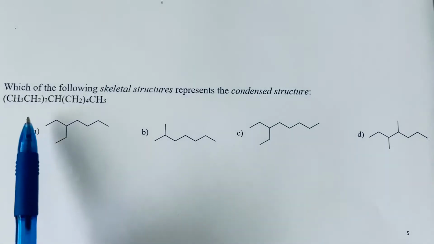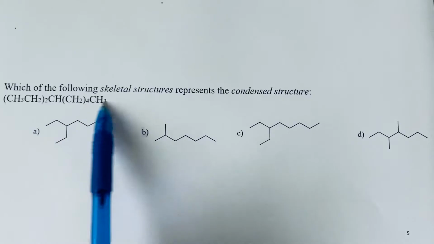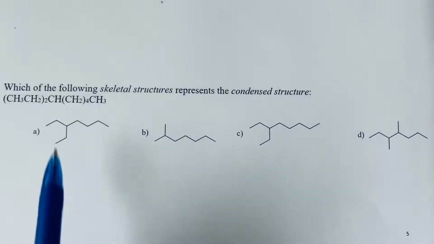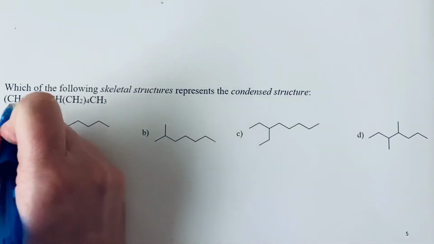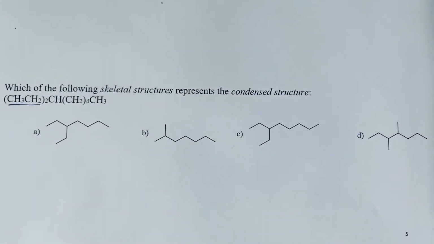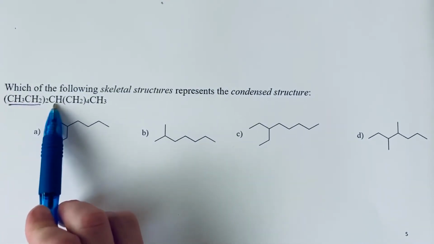So what we want to do, I think, as a first step would be to expand out this condensed structure so we can see how long of a carbon chain we have and also if we have any branch points. So the first thing that I notice is that we've got two of these CH3, CH2 groups. Two carbon atom groups are called ethyl groups. So we've got two of these ethyl groups attached to the same CH.